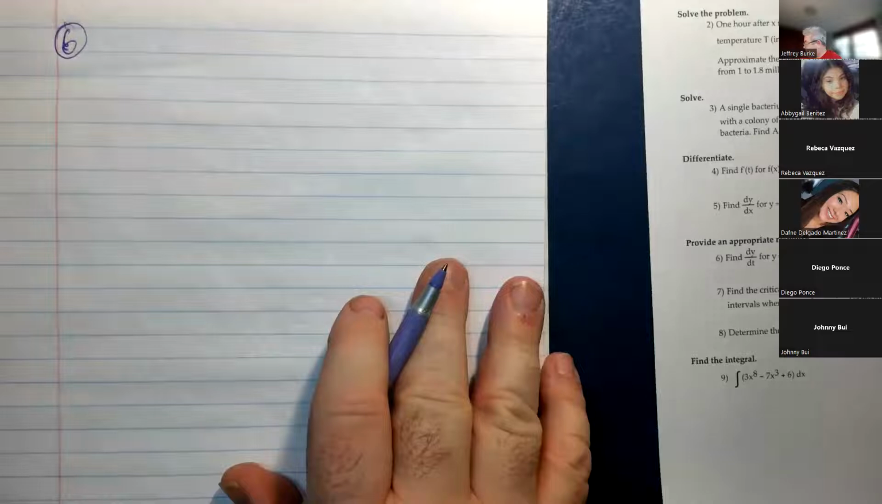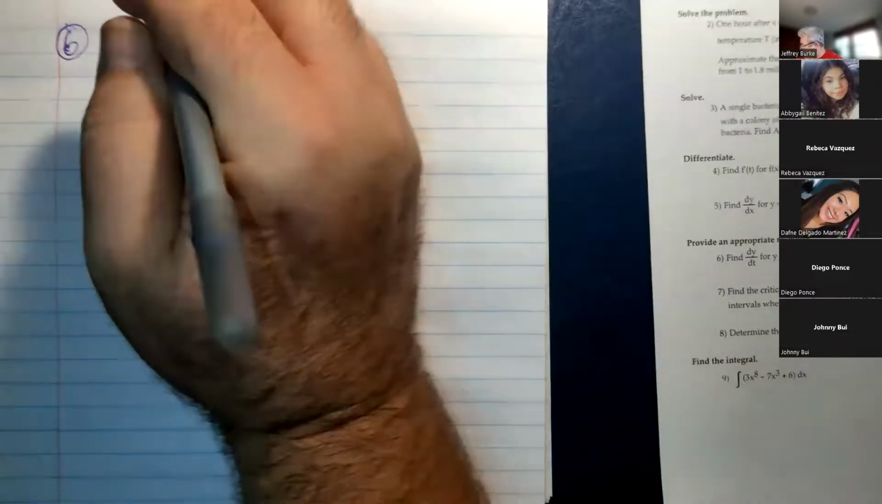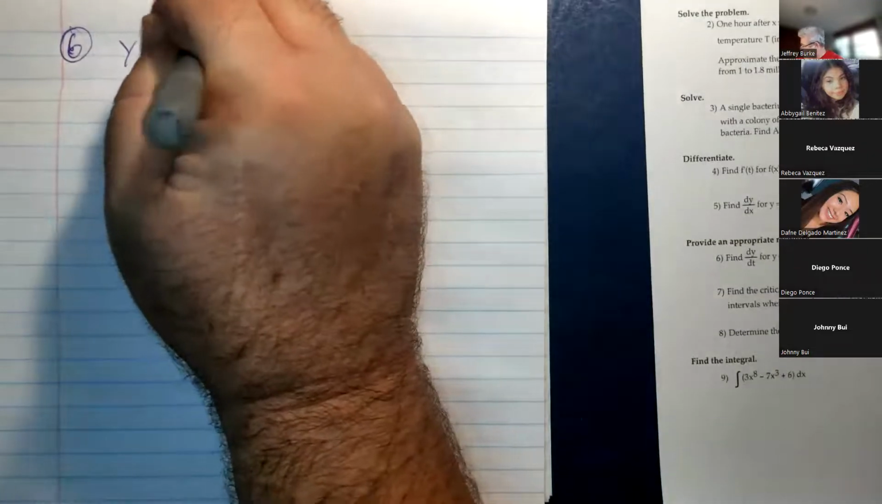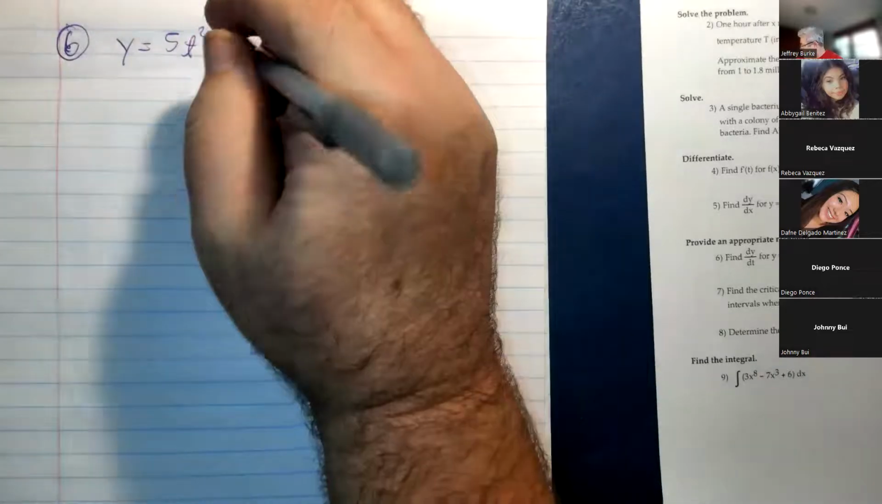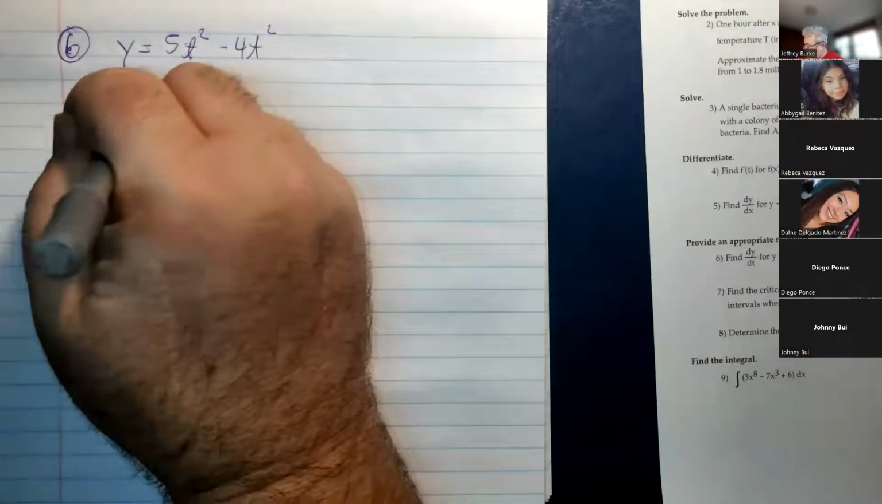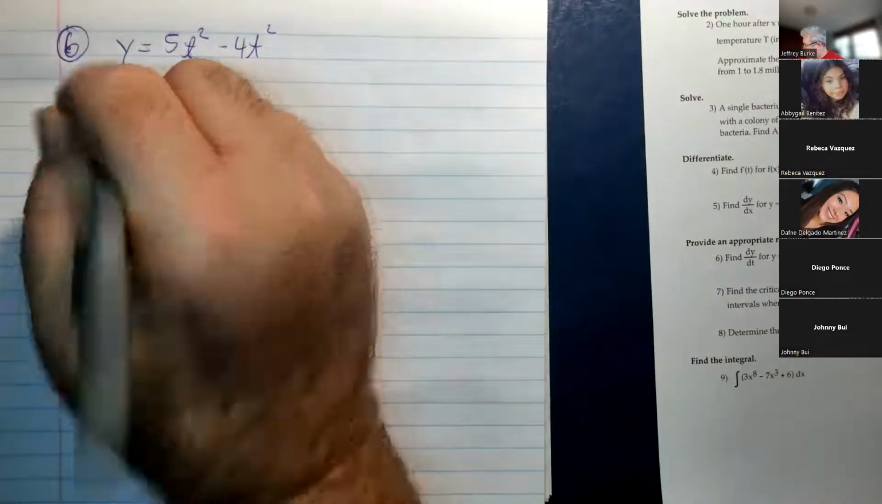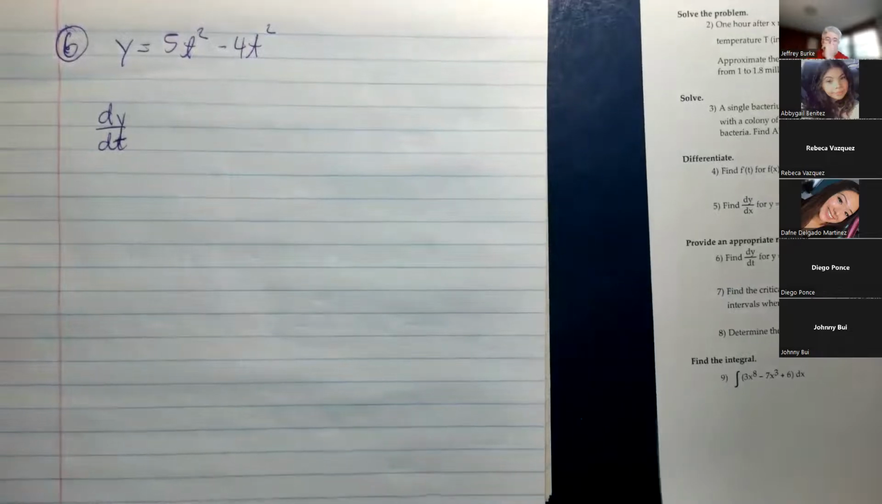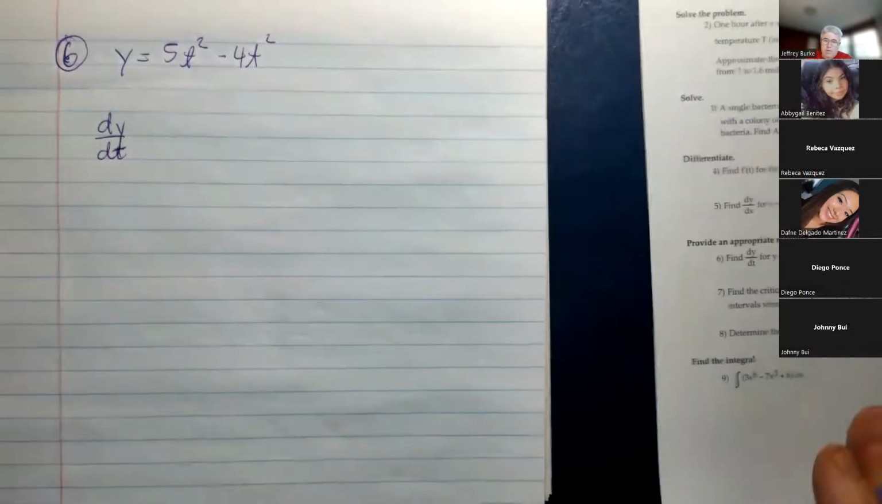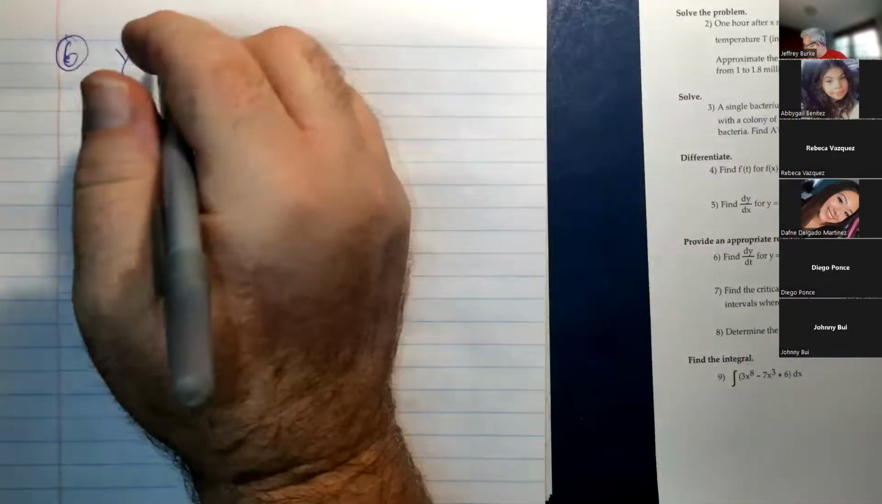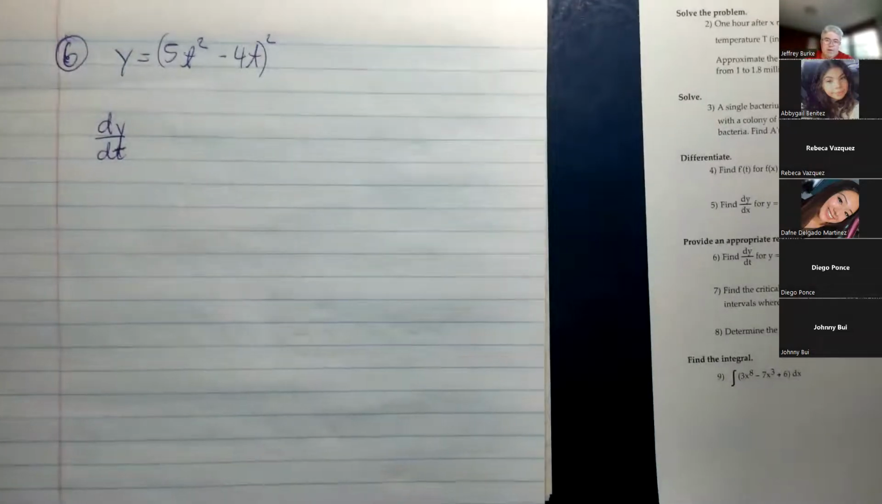Take a look at a few methods for number 6, depending on what you're comfortable with. So if we're given y equals 5t squared minus 4t, all squared, it wants us to find dy dt. And there's a couple ways you could do a question like this. Oh, and this is all in parentheses here. Okay.